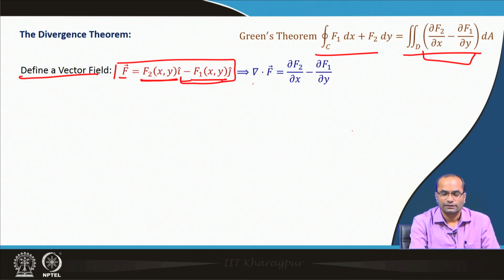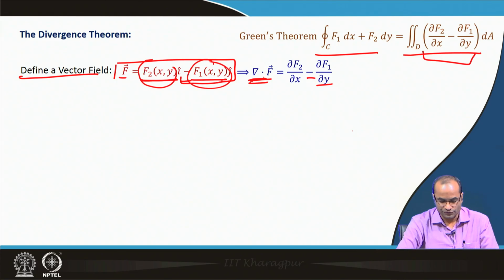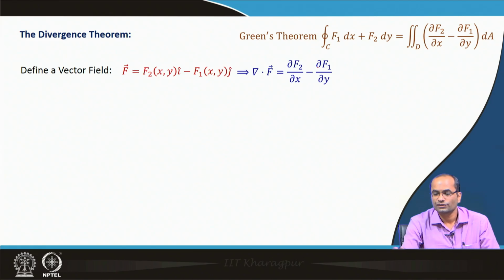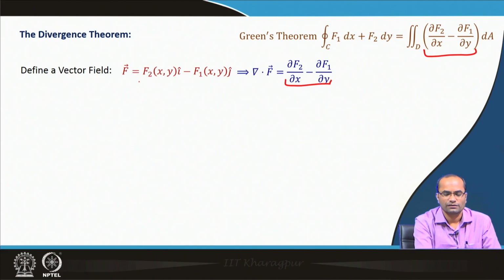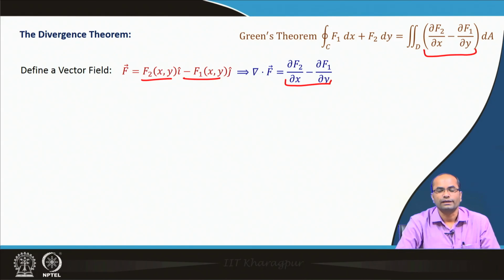Having this, if we compute the divergence of F, the partial derivative of F2 with respect to x and the minus partial derivative of F1 with respect to y will come as a result of this divergence. This is precisely the integrand of the area integral, and that is the reason we have chosen this form for the vector field F.